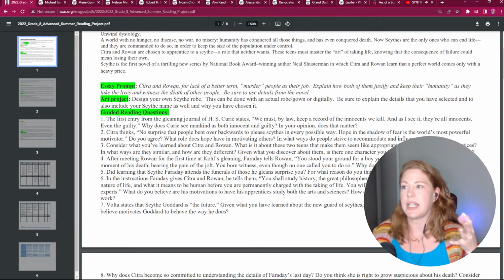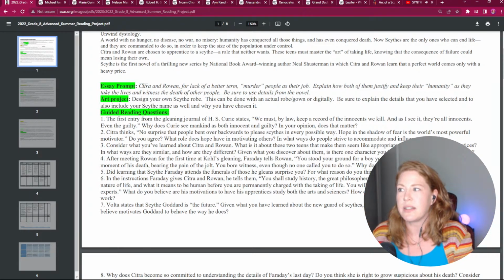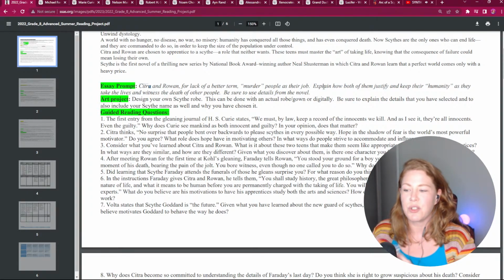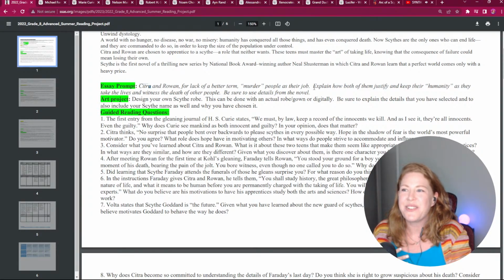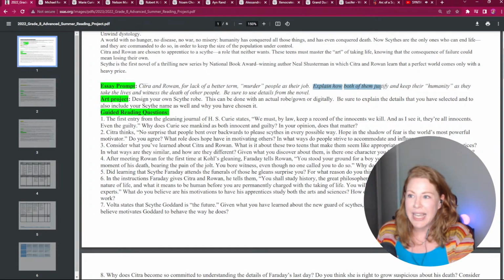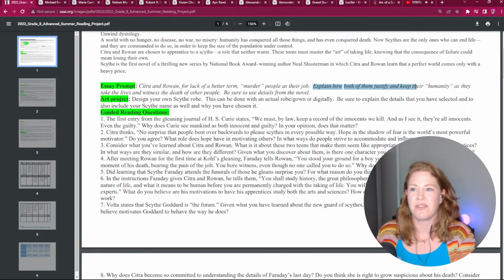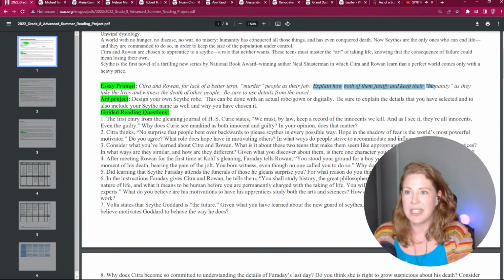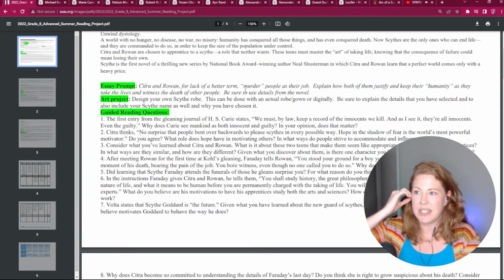So the first thing when we're looking at this prompt, we want to figure out what's our reason for writing it? What's the overall goal of writing this essay? And no, the answer is not to turn it in to your teacher. The answer is actually in the prompt. The prompt says that we should explain how both of them justify what they do and keep their humanity as they do these things.